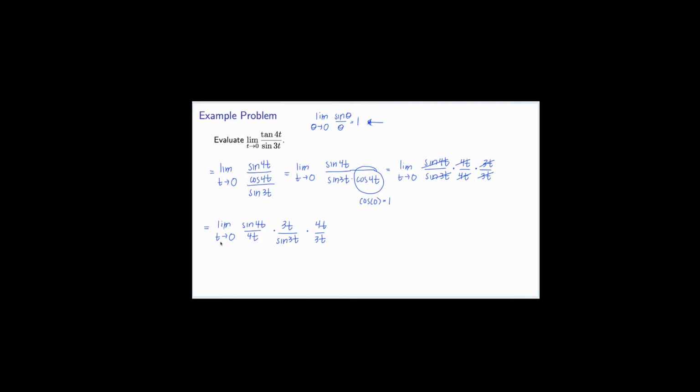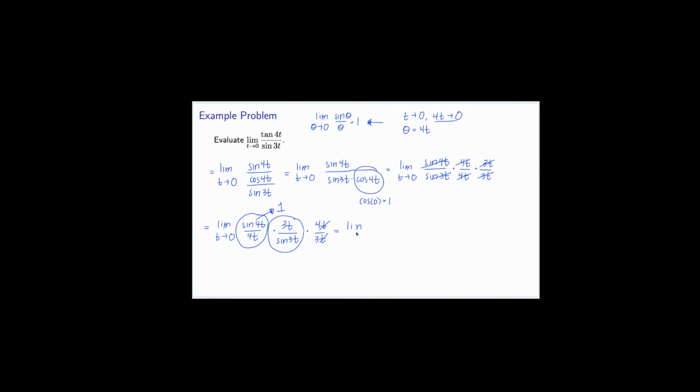Now, as t goes to 0, I know that 4t also goes to 0. So for this first expression, the limit as t goes to 0 of sine of 4t over 4t, I can use my result with 4t in place of theta. Since 4t is going to 0, this first one is going to 1. Now the 3t over sine 3t, I'm not sure what we're going to do with that yet, so I'll just leave it. In our 4t over 3t, my t's cancel, and I just get a 4/3.